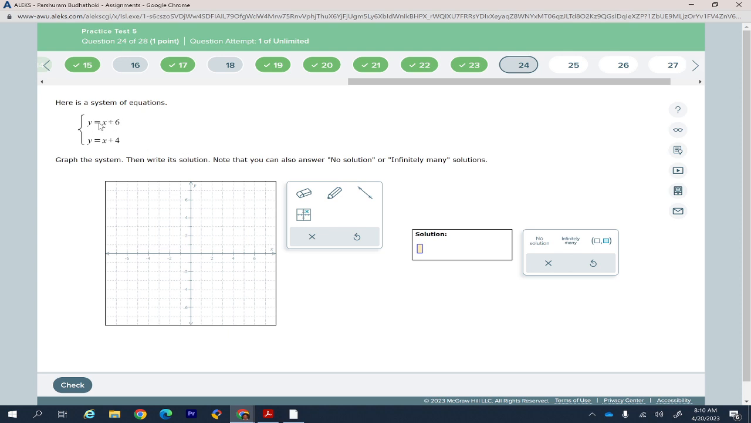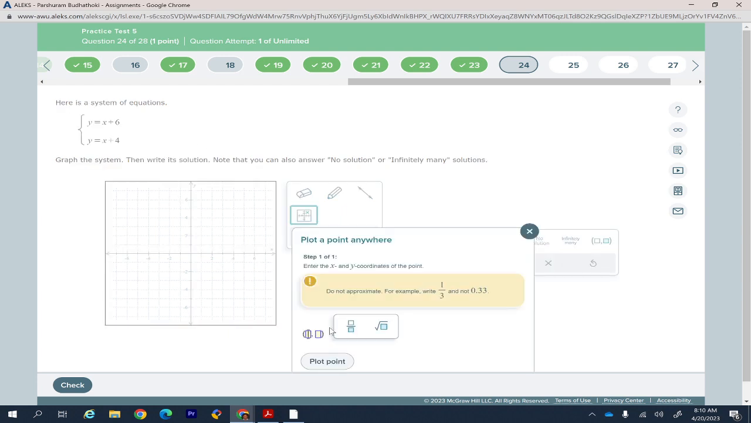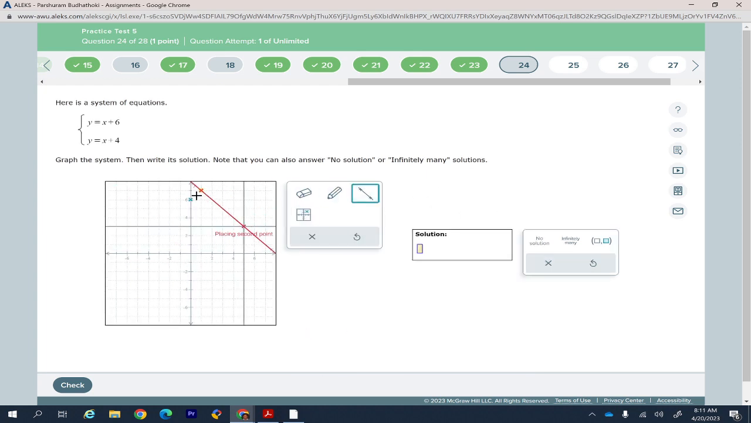So first of all, plot the graph for y equals x plus 6. It's just a line, so I'm going to put when x is 0, y is 6, when x is 1, y is 7, if that point is available. If that point is not available, then plot these 2 points.